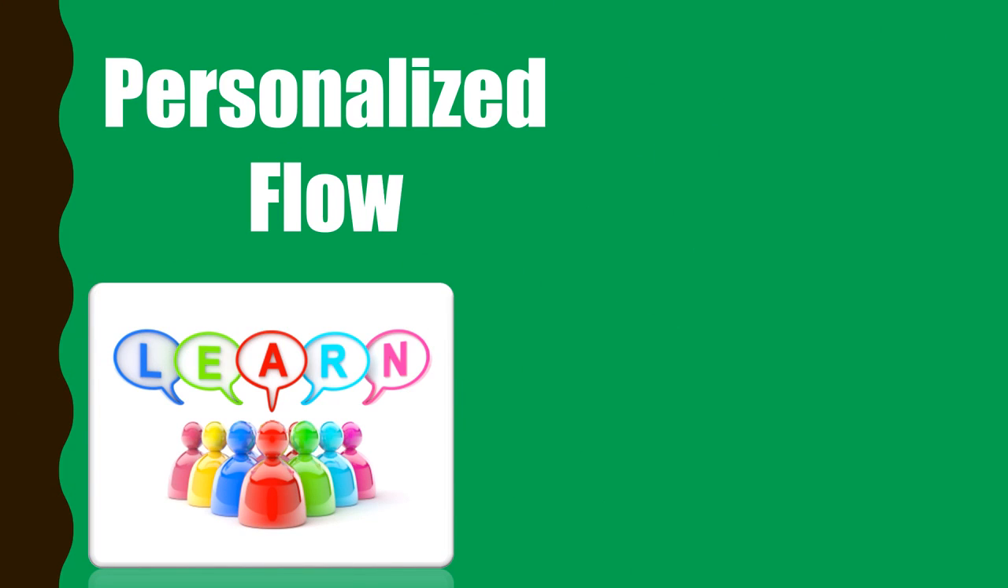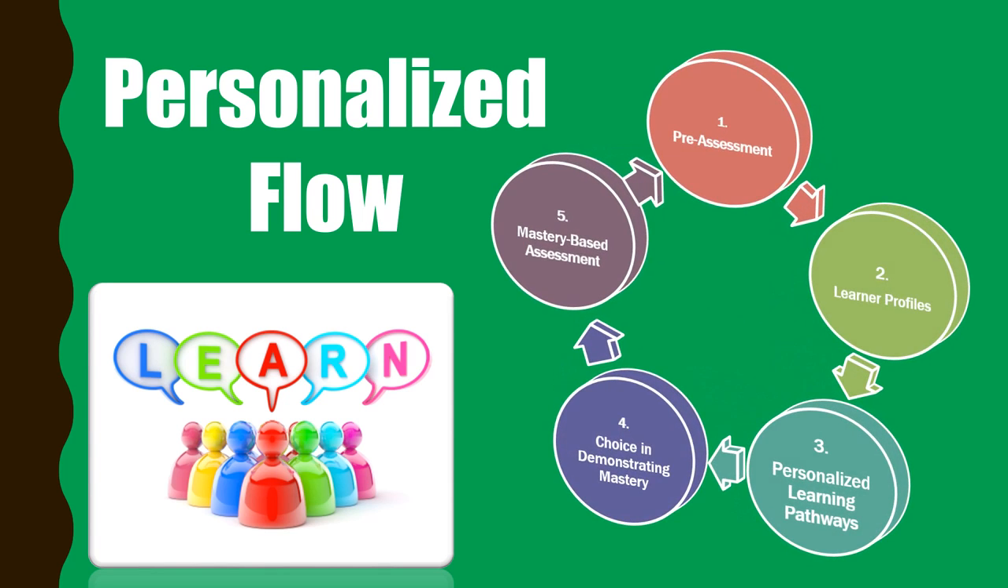When thinking about how these components of personalized learning can be applied in the classroom, we can break it down into 6 components. We will discuss components 1 through 5 now, and we'll get to the 6th later on. The first component is a pre-assessment to identify each student's strengths and weaknesses. This data will then be utilized to create a second component, learner profiles.